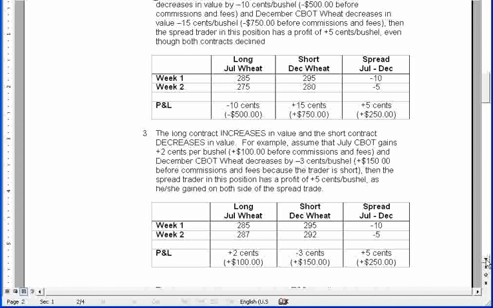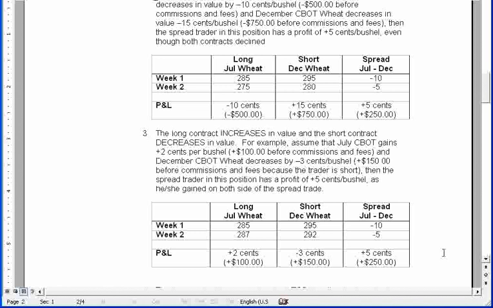You put on the spread, and again we'll buy July wheat and we'll sell December wheat at that 285 and 295, or a 10-cent differential. Buying July wheat 10 cents under December wheat. We don't care what the prices are. We're just buying it 10 cents under. This could be 385 and 395. It could be 1,085 and 1,095. It's the 10-cent differential that we're concerned with. But we buy one contract, we sell the other contract.